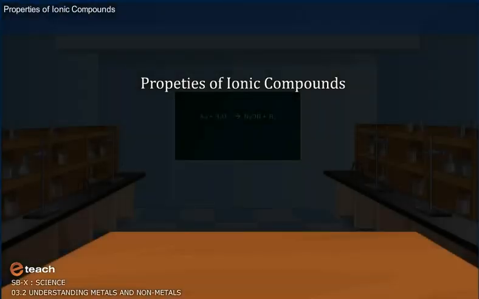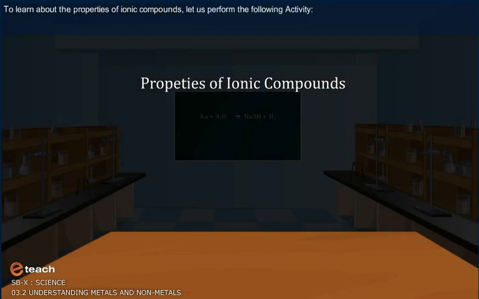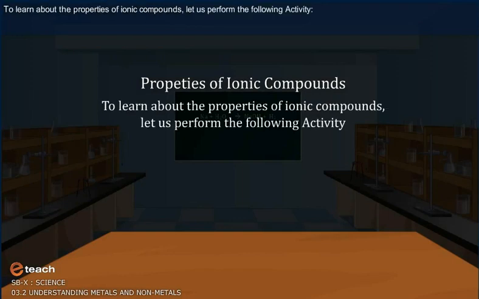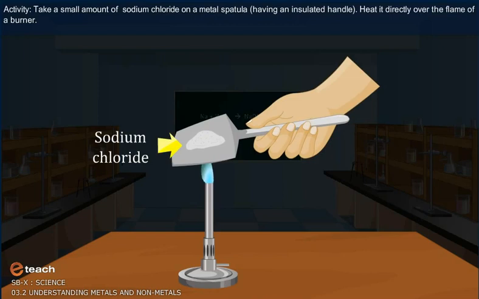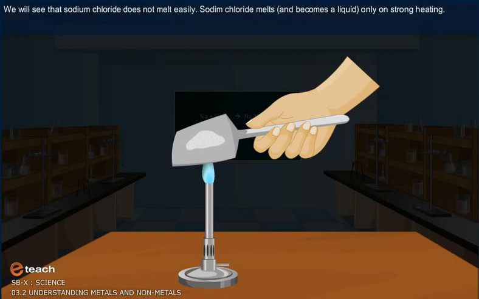Properties of ionic compounds. To learn about the properties of ionic compounds, let us perform the following activity. Take a small amount of sodium chloride on a metal spatula having an insulated handle. Heat it directly over the flame of a burner. We will see that sodium chloride does not melt easily. Sodium chloride melts and becomes a liquid only on strong heating.